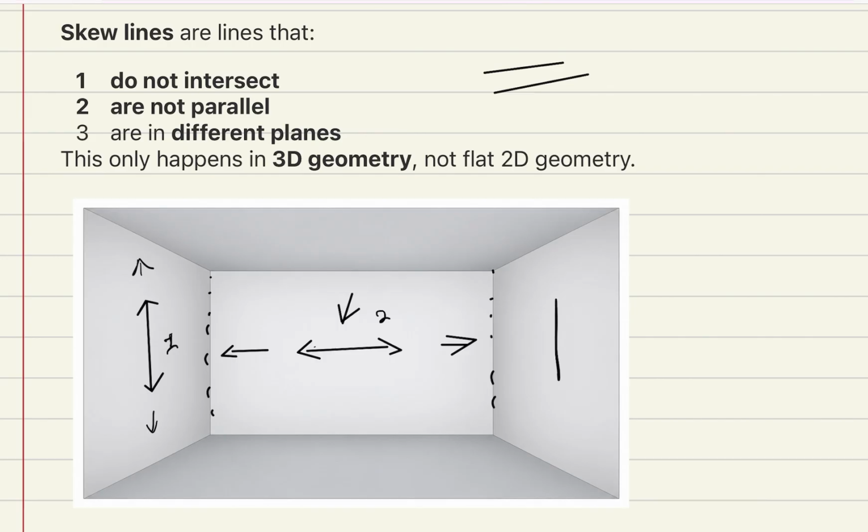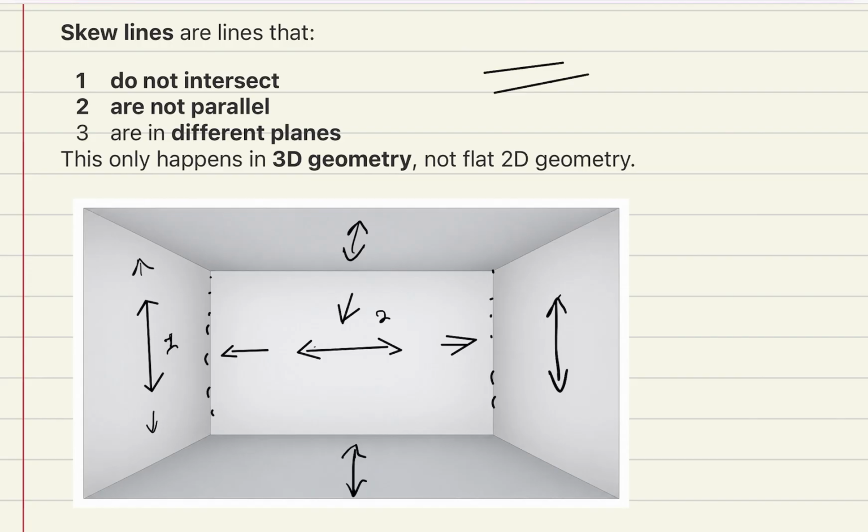You could draw many other examples. You could draw another line here, and then another line here. It's not a good line. So you could draw another line here. You could see this is on the bottom plane, and then you could draw another line up here. So that would be a skew line.